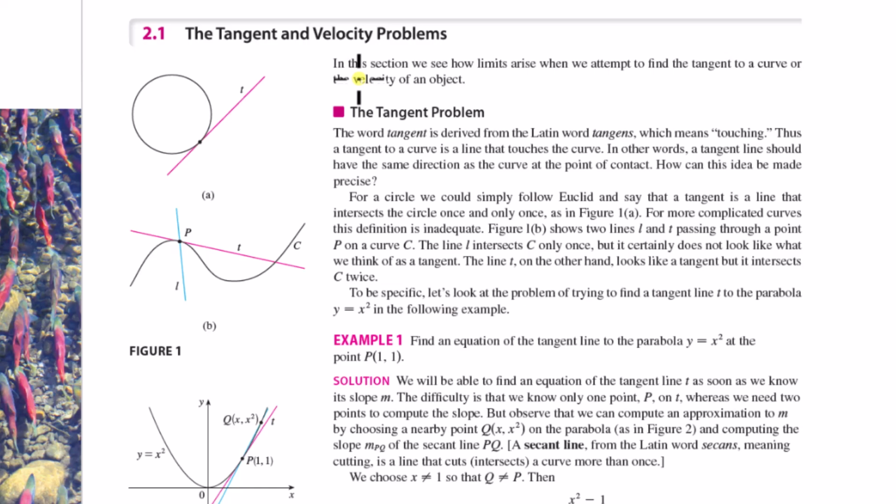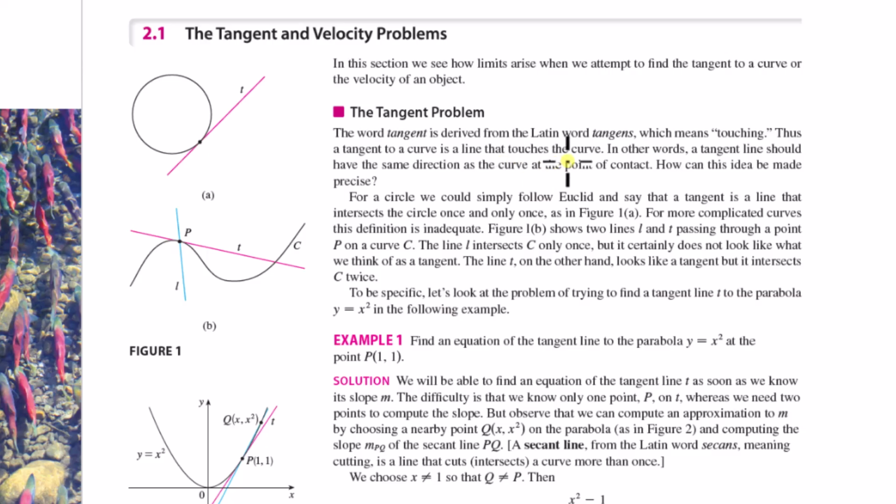Okay, so it says in this section, we see how limits arise when we attempt to find the tangent to a curve or the velocity of an object. Okay, so the tangent problem. The word tangent is derived from the Latin word tangens, which means touching. Thus, a tangent to a curve is a line that touches the curve.